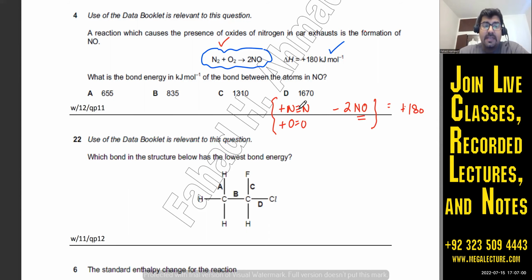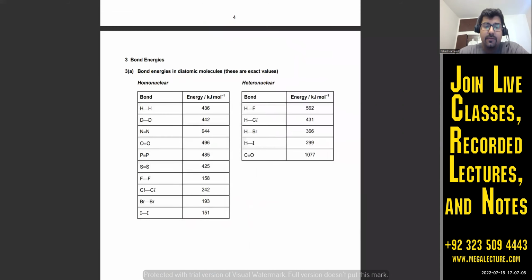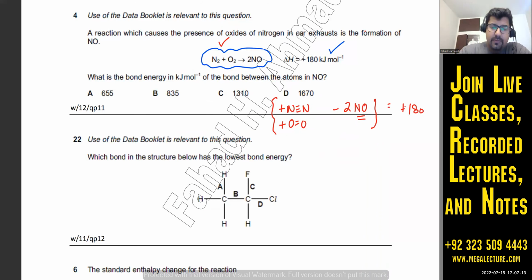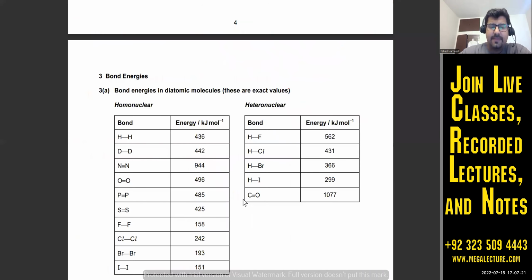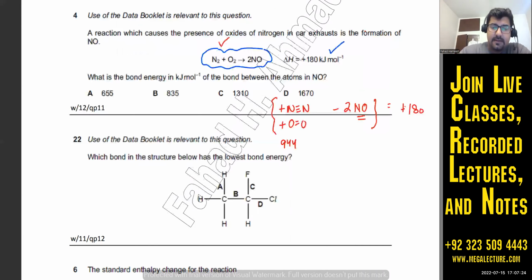The N triple bond N, that's given in the data booklet. If you open the data booklet over here, so N triple bond N is given over here. That's 944. That one is given. So you get that's 944. O double bond O is also given. That's 496, I think. Yeah, that's given, 496 plus. Keep your calculators with you, okay? And minus 2NO. So I want to figure out the bond energy of NO. That's X, and that's plus 180. Okay, so try and figure out what the answer is going to be.